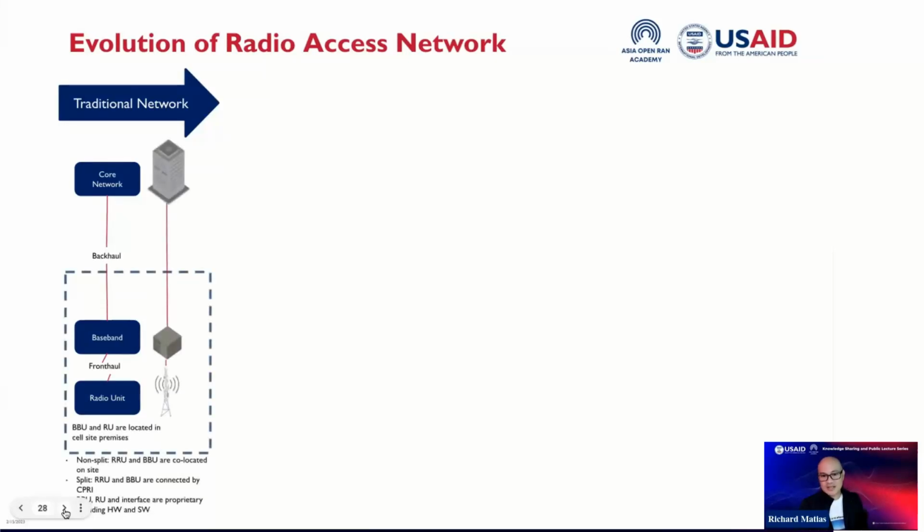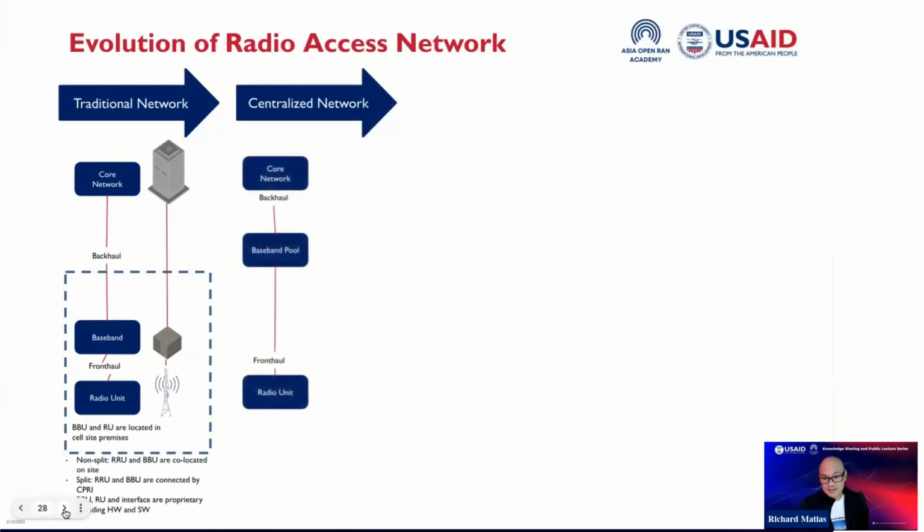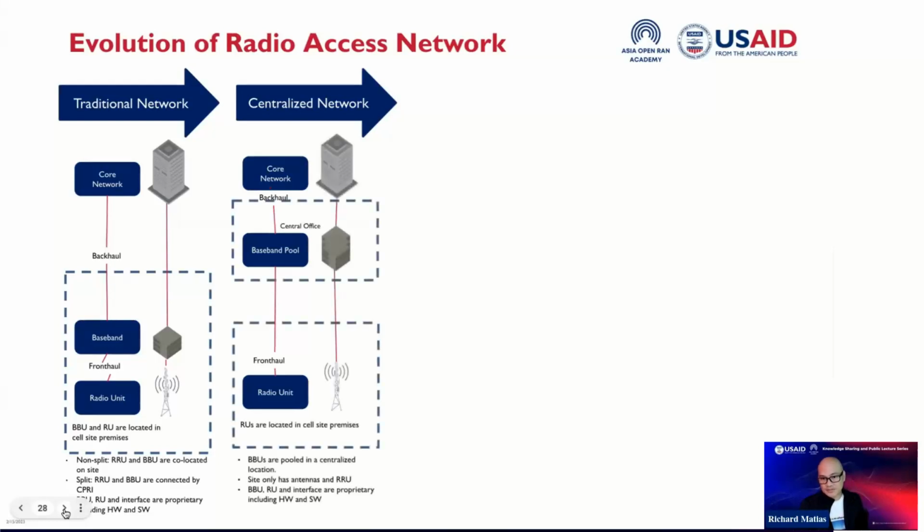Okay, so this is the typical implementation of our cell sites nowadays. So this is what we call the traditional network. And then there is a centralized network, or the CRAN, where what changed here was all the baseband unit was put on a baseband hotel. So they pulled the baseband units in one location, in a central office, and then they distributed the radio remote unit, or the RRU, on site.